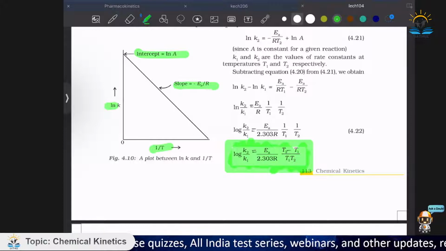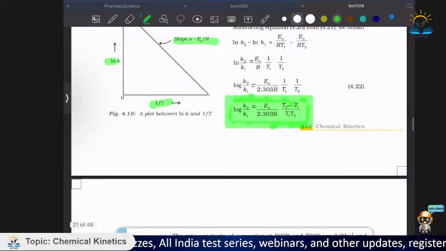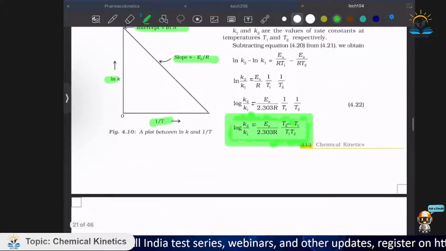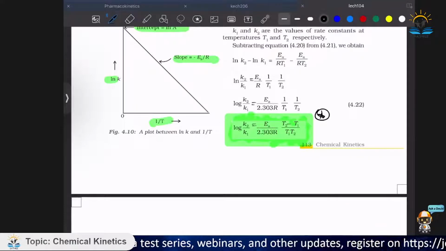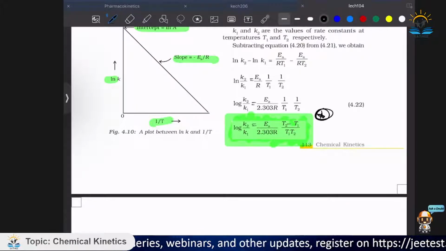You get this equation, right? Just remember this equation. You will be using this a lot. They'll give you a lot of questions based on this.